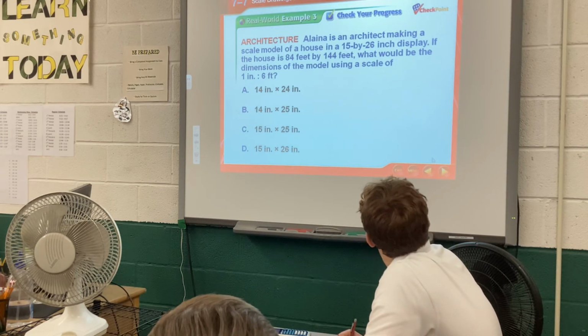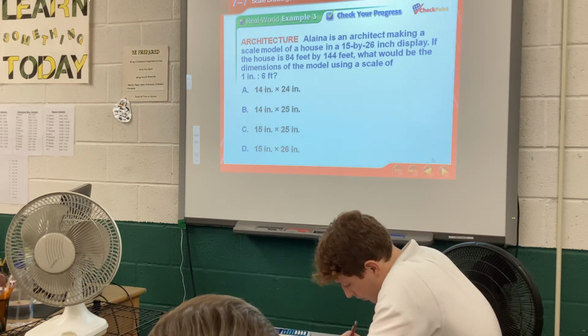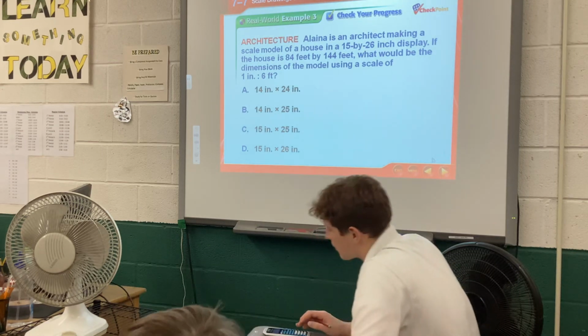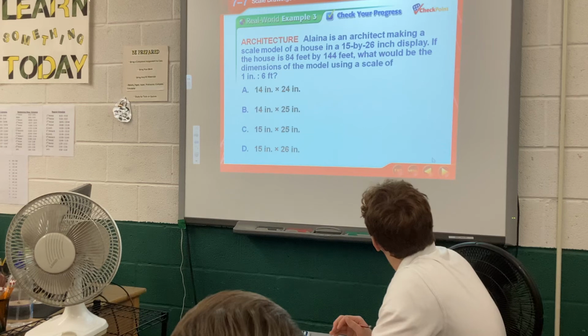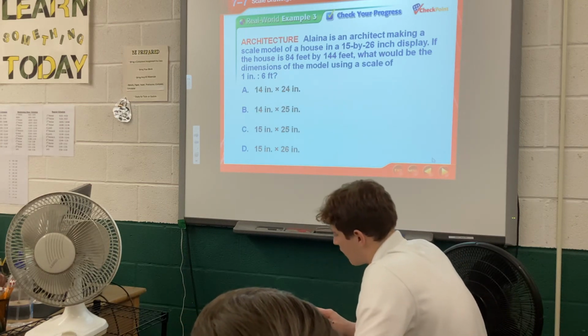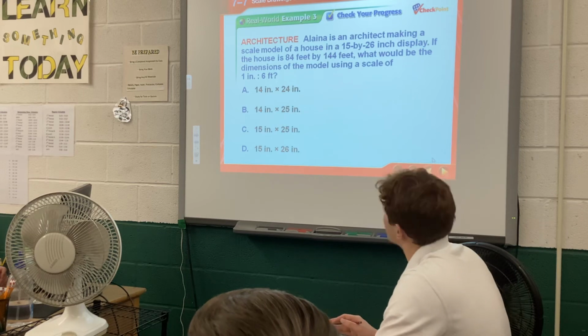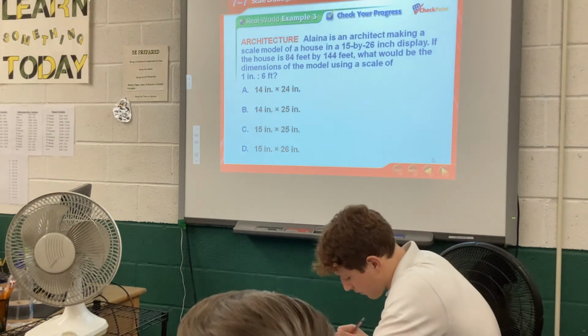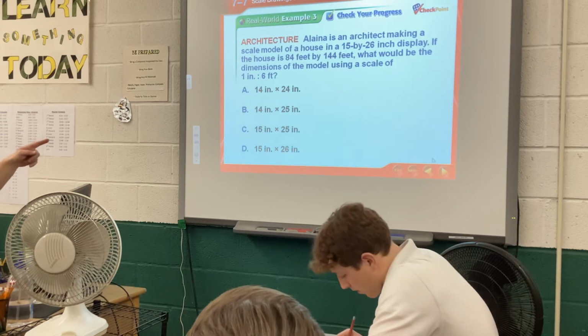If I take 84 divided by 15, what do you get? 5.6. 5.6, and if you did 144 divided by 26, what do you get? 5.53. 5.5. So between those two numbers, again, I don't want to use decimals, so they rounded it up to 1 inch is equal to 6 feet.